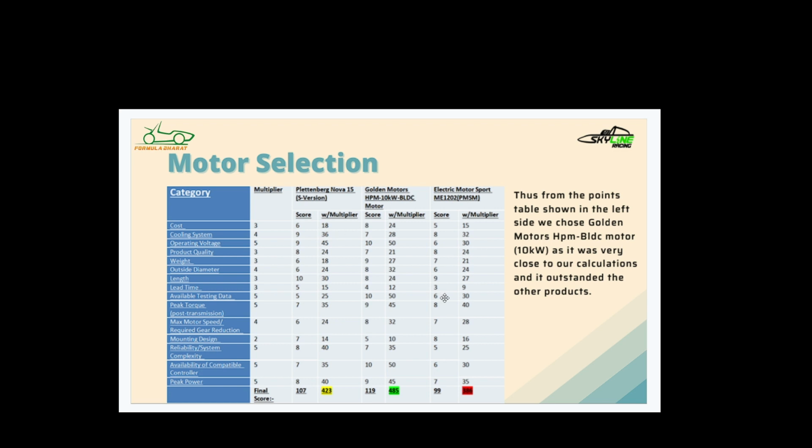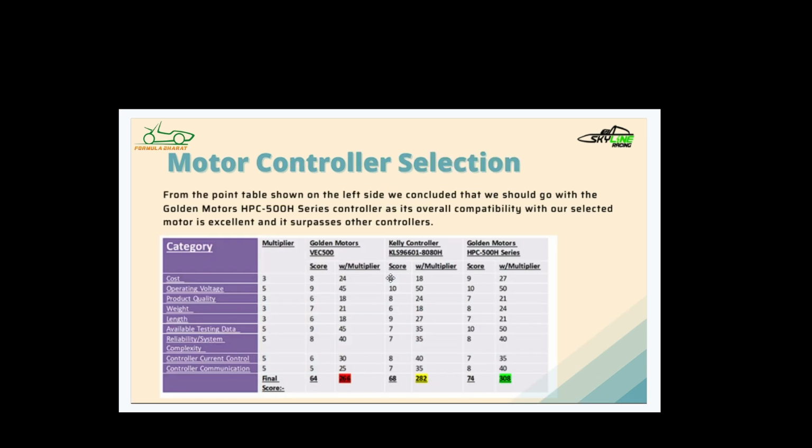Motor selection. Before procuring the motor, we compared different vendors, and we found that Golden Motors, a 3-phase AC motor, matched all the departments and checked all the boxes in concurrence with the upcoming competition we are going to take part in. So that's why we chose the Golden Motors HPM 500 series. So this is the motor.